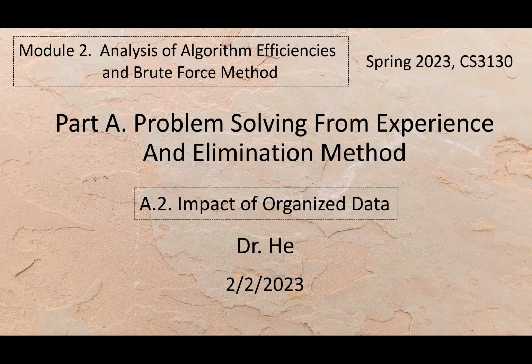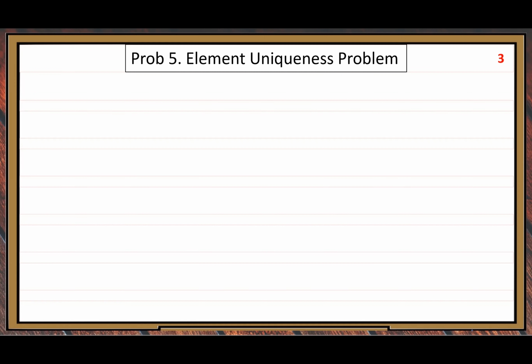8.1. 8.2, our second question. Another interesting topic, the impact of organized data. So in this unit, I'd like to look at a new question: our problem number 5, the element uniqueness problem. A simple problem, but we can learn something interesting.